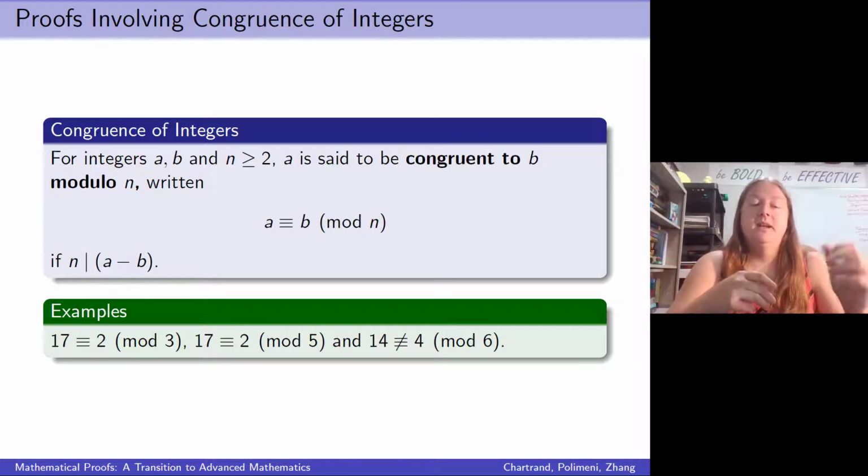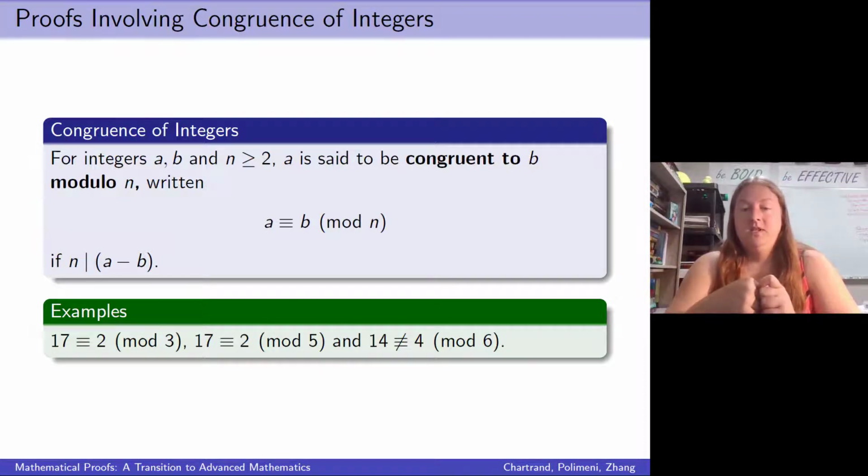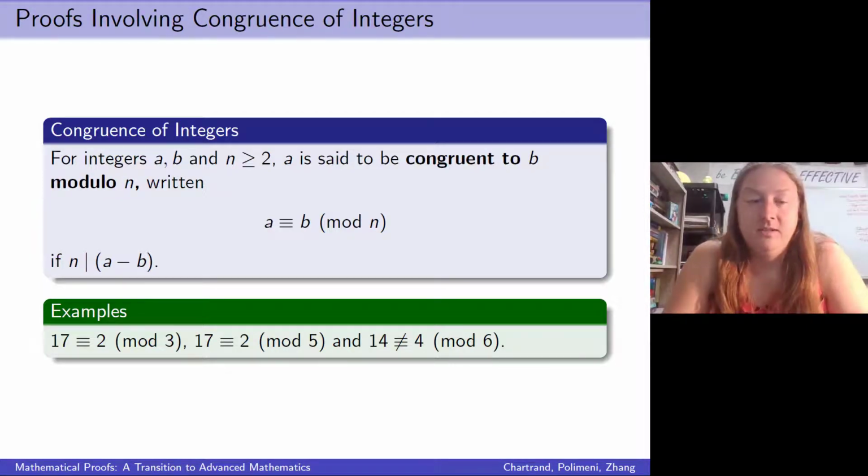All right, so we can see that 17 minus 2 is 15. 15 divided by 3 is an integer, so we're good. 15 divided by 5 is an integer, so we're good. 14 minus 4 is 10. 10 divided by 6 is not an integer, so that division does not work, and we don't have that the difference is divisible by 6.